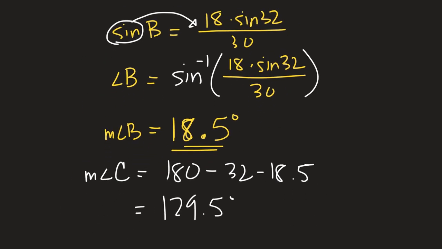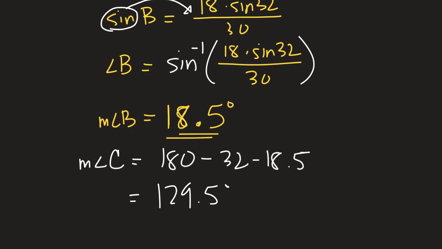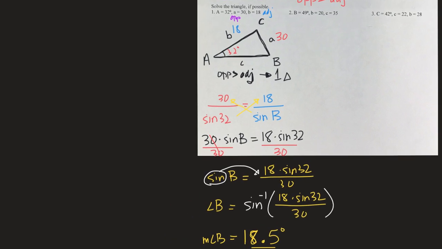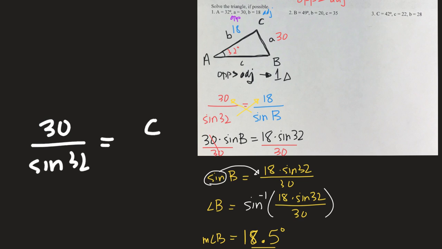So it looks like we have an obtuse triangle. And then our last thing to do is figure out what our side C is. So no, that's not right. I need to go back and do my law of sines, which says, let's see, 30 over sine 32, right? I always use my given ratio. 30 over sine 32 equals side C over the sine of the angle I just calculated, 129.5.